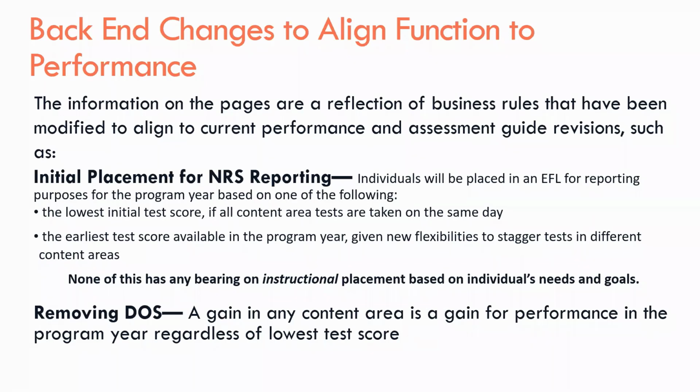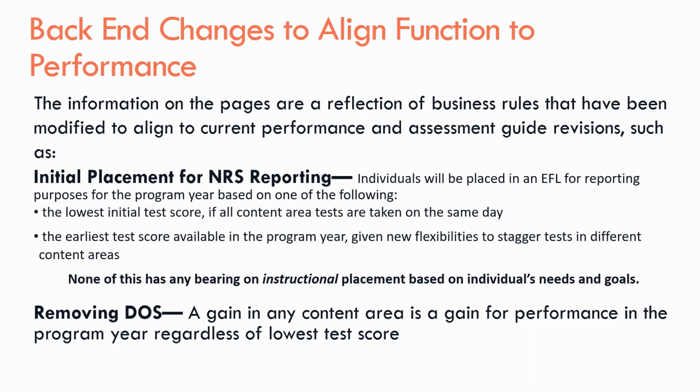One of those two big things was the initial placement for NRS reporting. This is how we calculate all of this. Individuals are placed into educational functioning levels for reporting purposes for the program year on one of the following conditions. It's either the lowest initial test score if all content areas are taken on the same day. So if you take a TABE and you give them reading and math, all content areas, on the same day, we're going to pick the lowest initial test score, and that's how we will report them federally.